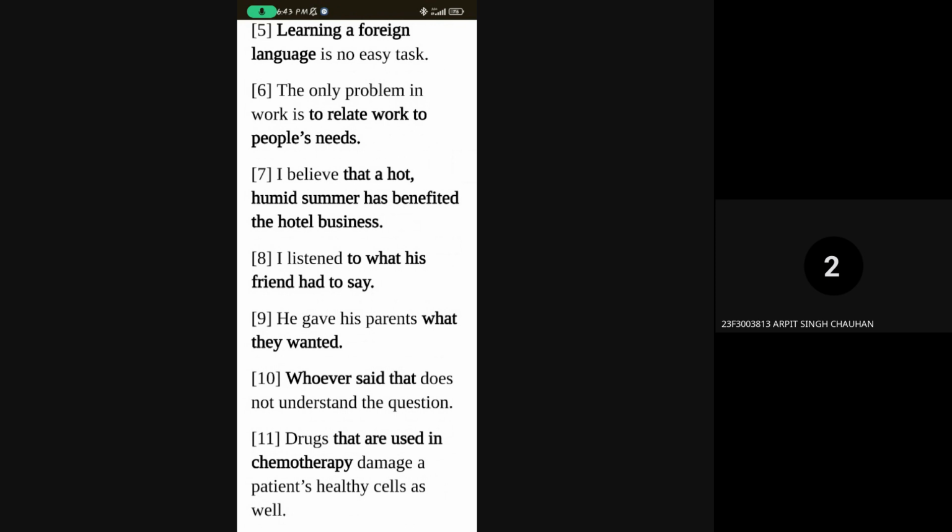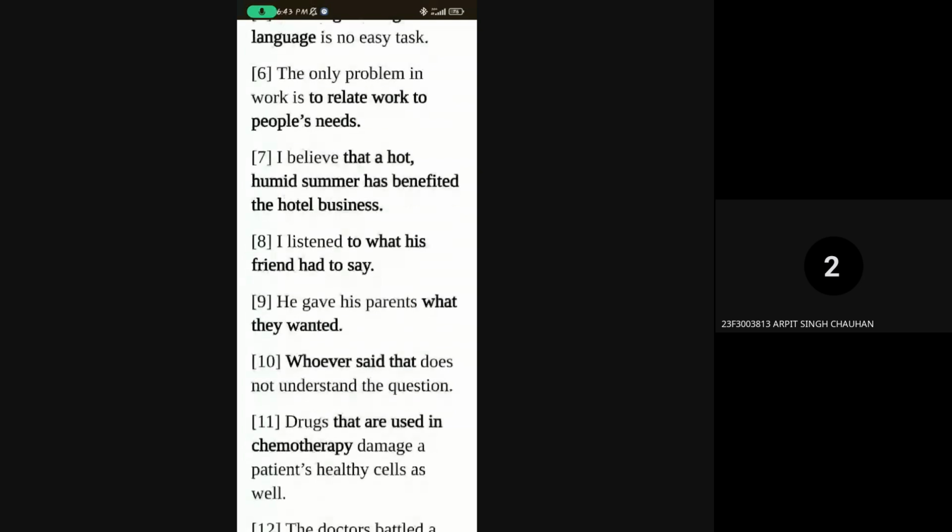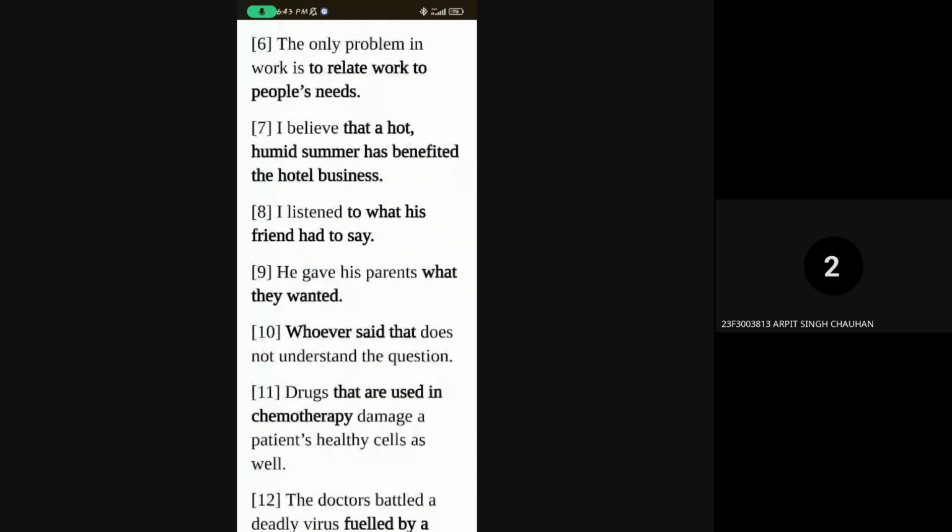Any answers? The only problem in work is to relate work to people's needs. Noun clause, right? Why is it a noun clause? Because it's occupying the position of the object, right? The only problem in work is what? ACC or verb. And what follows it is the complement or the object, as we can call it, which is taken up by "to relate work to people's needs." So that whole part is acting as a noun clause.